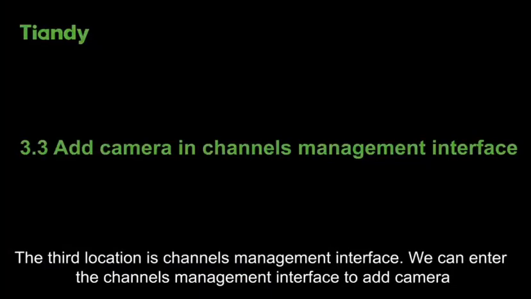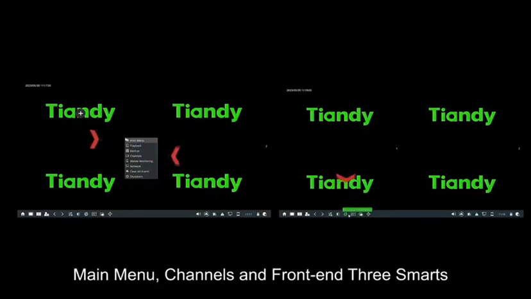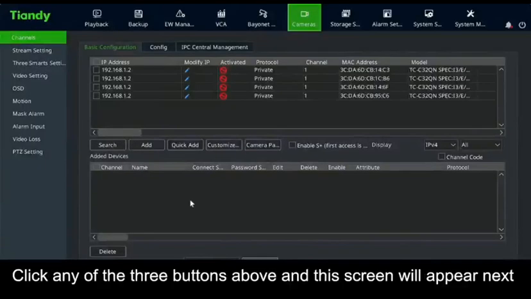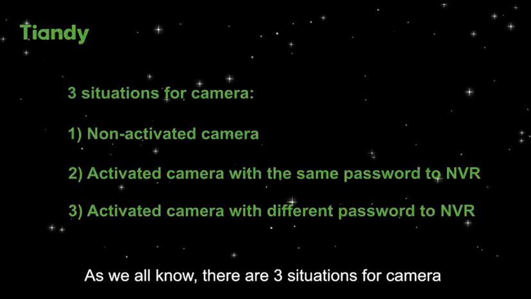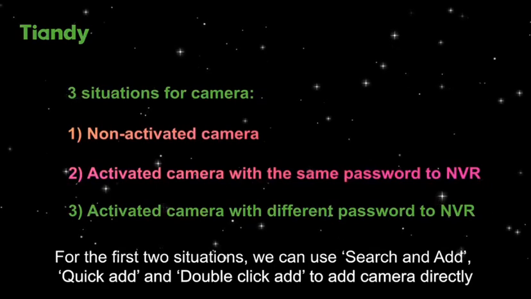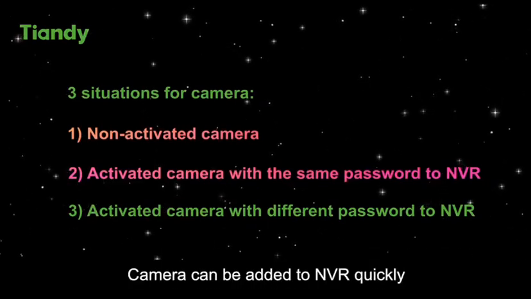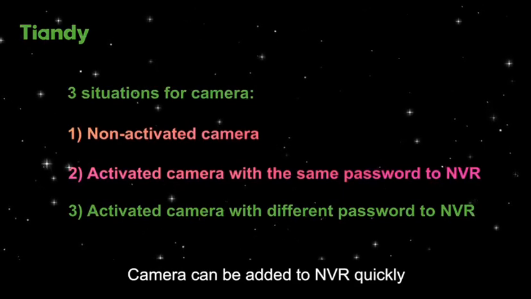The third location is Channels Management interface. We can enter the Channels Management interface to add camera. There are 3 ways to enter the interface: Main Menu, Channels, and Front-End 3 Smarts. Click any of the 3 buttons above and this screen will appear next. As we all know, there are 3 situations for camera. For the first 2 situations, we can use Search and Add, Quick Add, and Double-Click Add to add camera directly. Camera can be added to NVR quickly.